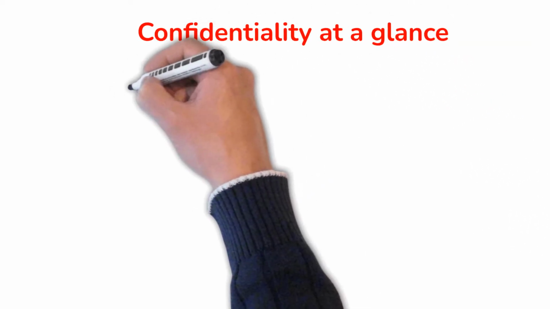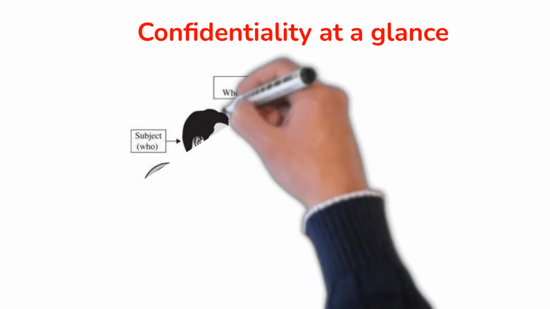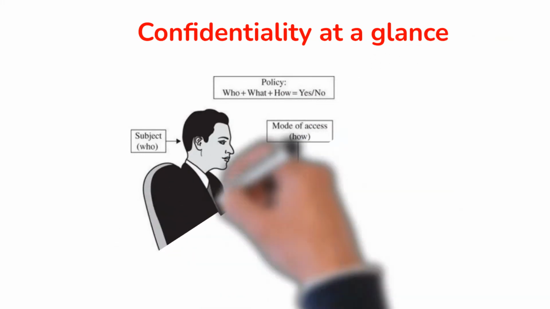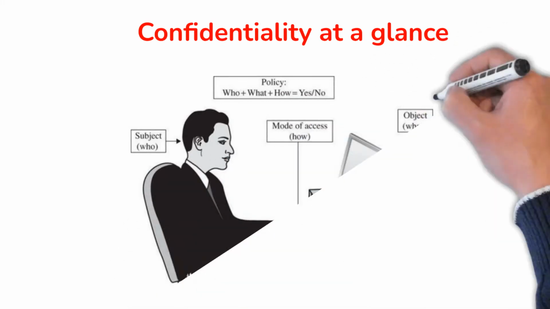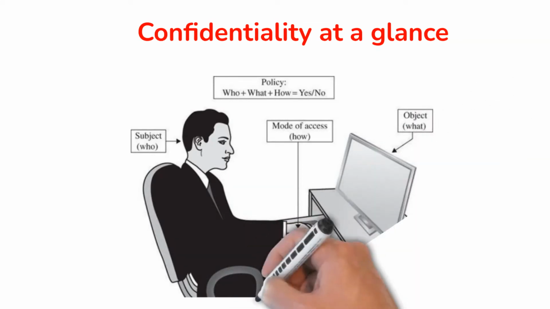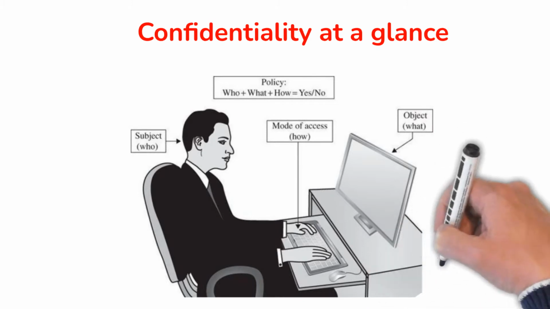Let us illustrate the definition as follows. A person, process, or program is, or is not, authorized to access a data item in a particular way. We call the person, process, or program a subject. The data item an object. The kind of access, such as read, write, or execute, an access mode. And the authorization, a policy.